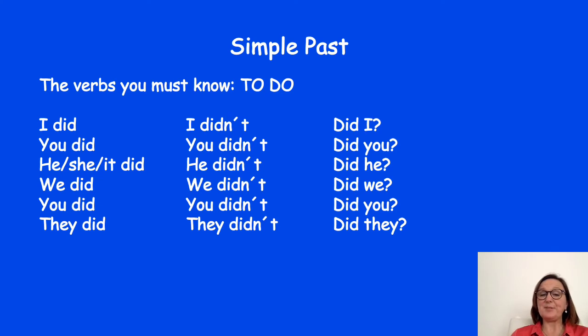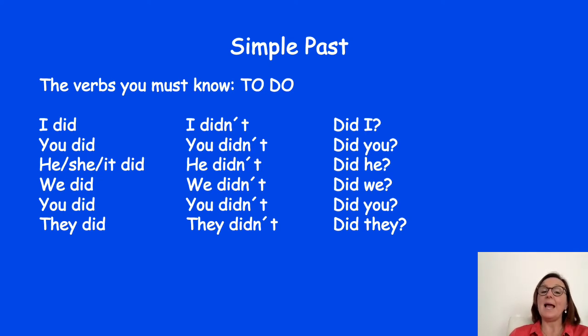Now to the verb to do. The verb to do also needs the verb to do to make it negative and a question. So the verb to do in the simple past is did. I did, you did, he, she, it did, we did, you did, they did. And to make a question or a negative form, we also take did and do. So I didn't do, you didn't do, he didn't do, we didn't do, you didn't do, they didn't do.